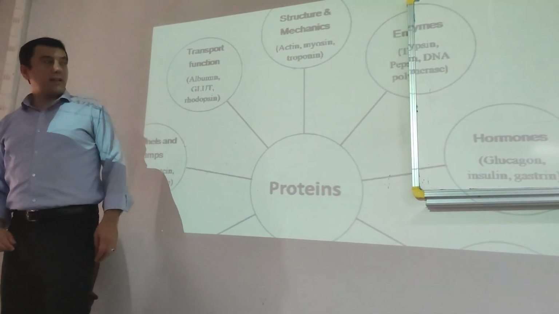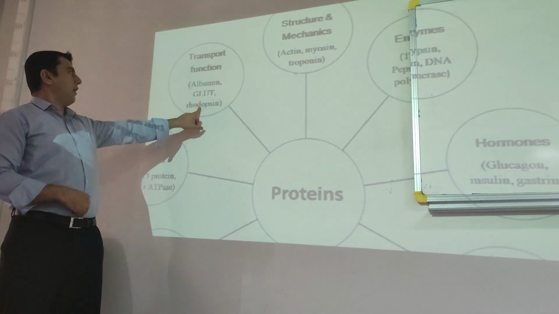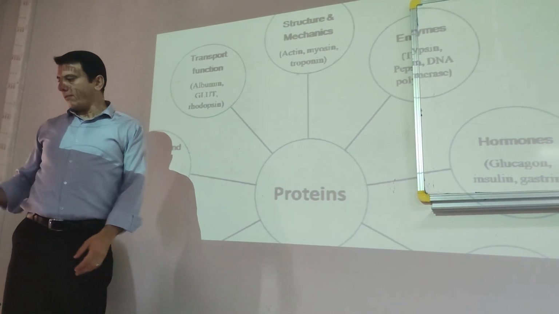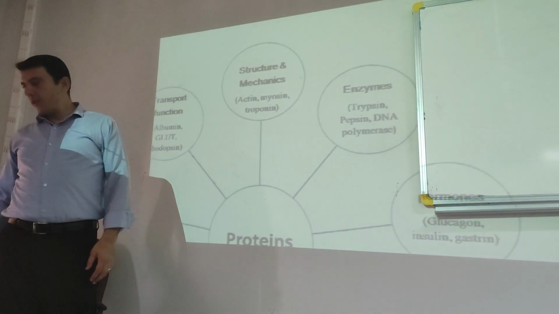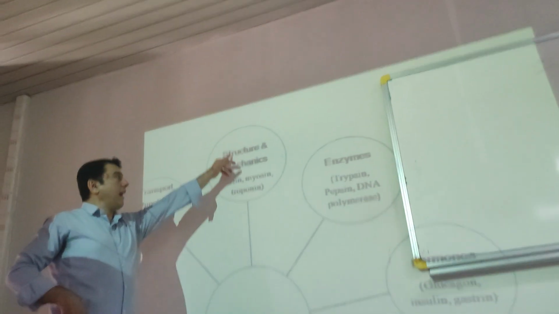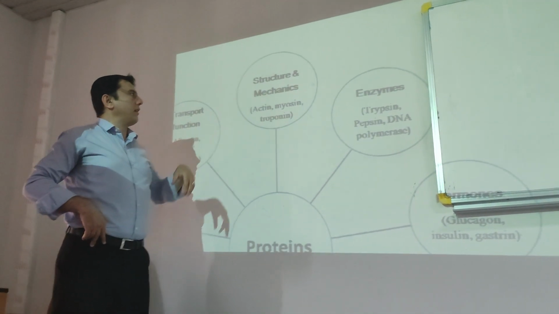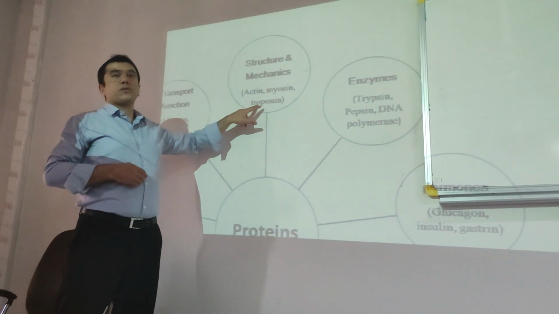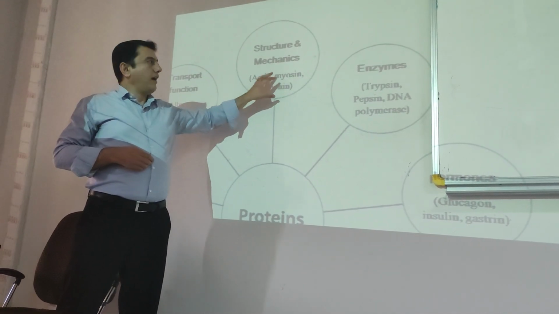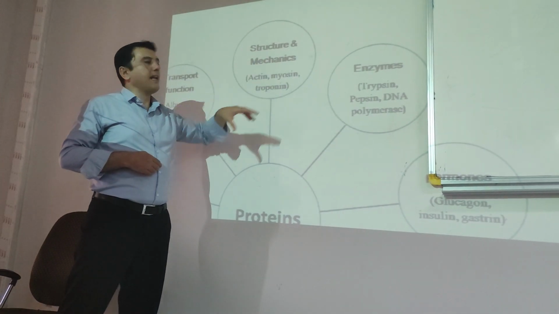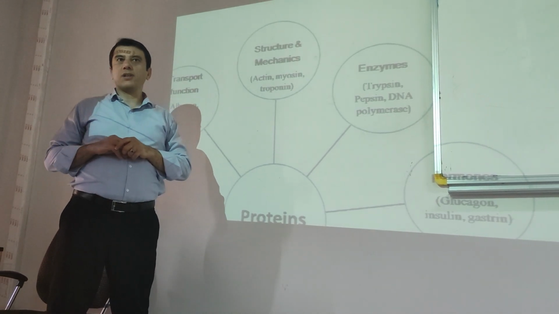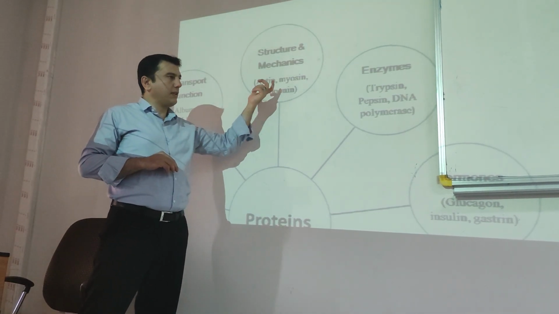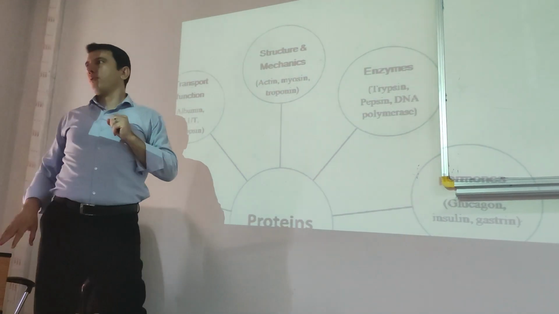We have also other proteins, for example, rhodopsin, GLUT. There are some transporter proteins. Proteins have structural and mechanical functions. For example, actin, myosin, troponin have a structural or mechanical function in our body. Can anyone tell me what is the most important use for troponin?